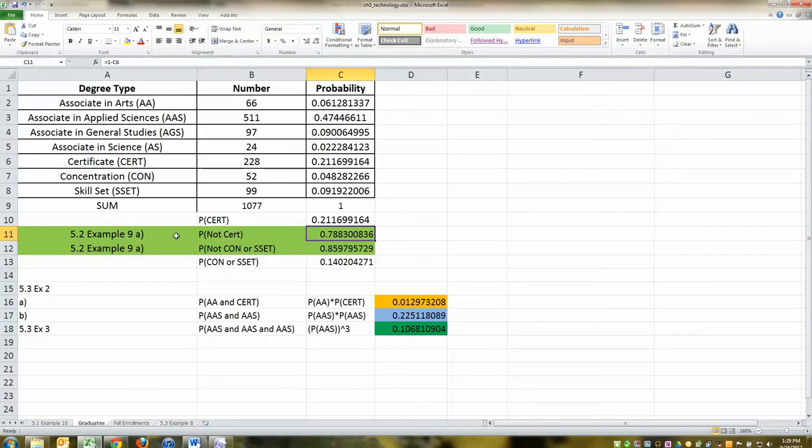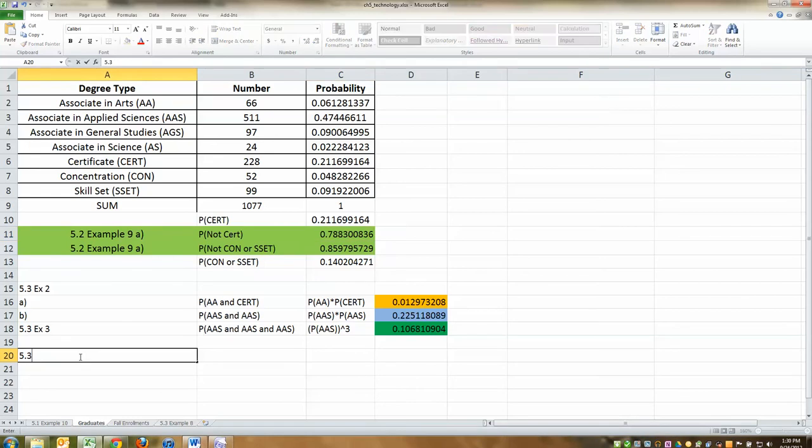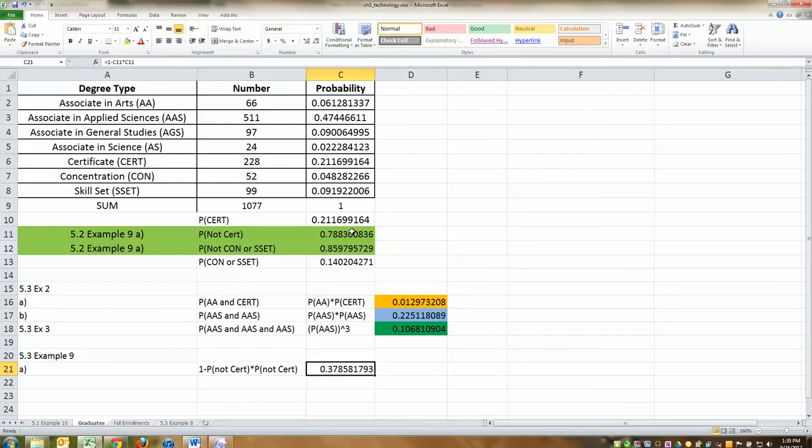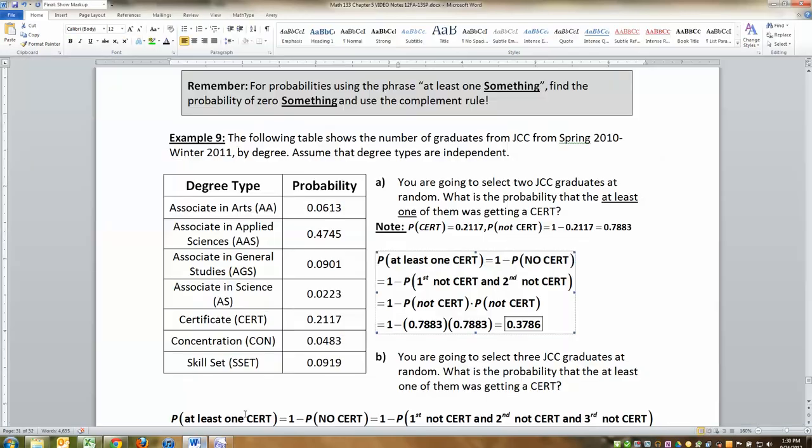Now I'm going to do that with Excel real quick. This is 5.3 example 9, part A. I want 1 minus the probability of not cert times the probability of not cert. So that's 1 minus 0.7883 times 0.7883. And there we go, 0.3785 and change, which is just what I said it was back here, 0.3786.